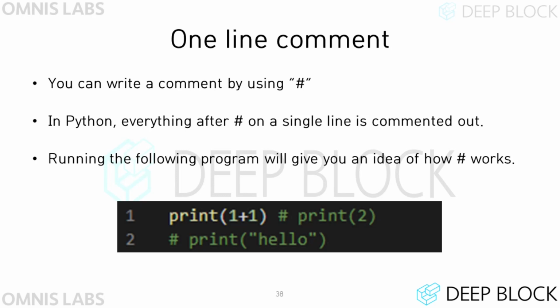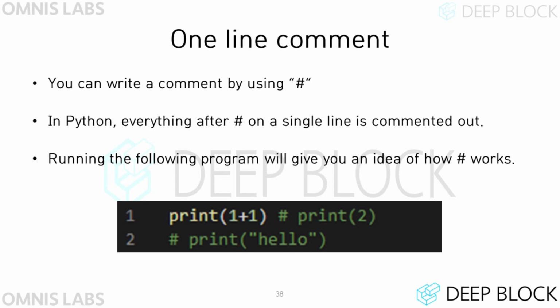First, let's see how to write a one-line comment. The Python interpreter comments out everything after the sharp (#) on a line in the code. For example, if you run the code on the screen, only 2 is printed. Since print 2 and print hello are written behind the sharp, only print 1 + 1 is recognized and executed as code.